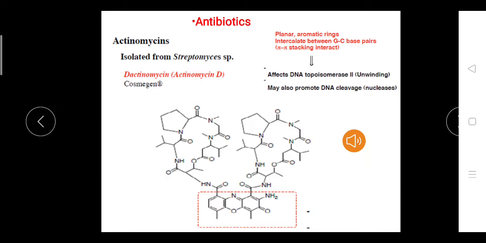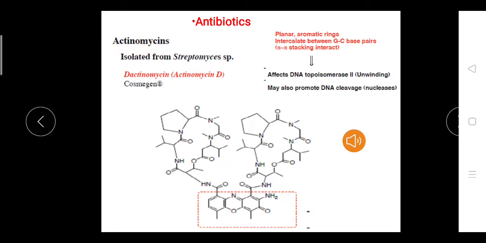Many of the antineoplastic antibiotics are obtained from the fungus Streptomyces. It includes dactinomycin, bleomycin, mitomycin, doxorubicin, etc. These compounds also have antibacterial activity, but due to their high toxicity, these are not used as antibiotics. So the first drug under the antibiotics we'll see is actinomycin.